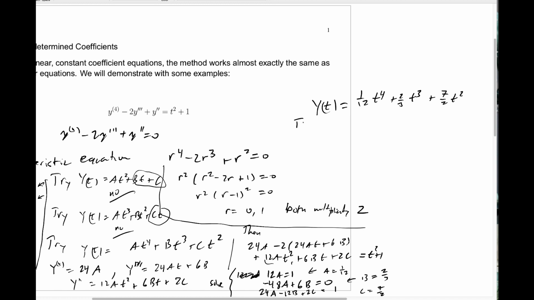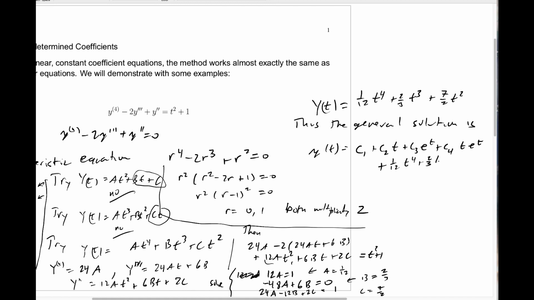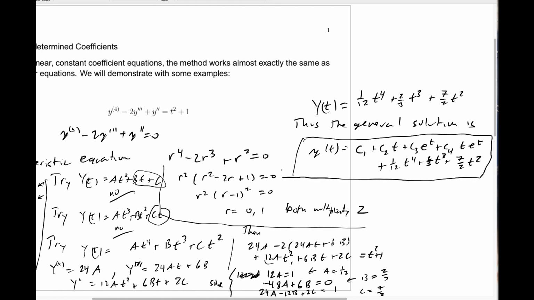And thus the general solution is y of t equals a constant c1 times 1 plus c2 times t plus c3 times e to the t plus c4 times t e to the t plus our particular solution 1/12 t to the 4th plus 2/3 t cubed plus 7/2 t squared. And this is for any real numbers c1, c2, c3, and c4. Piece of cake.